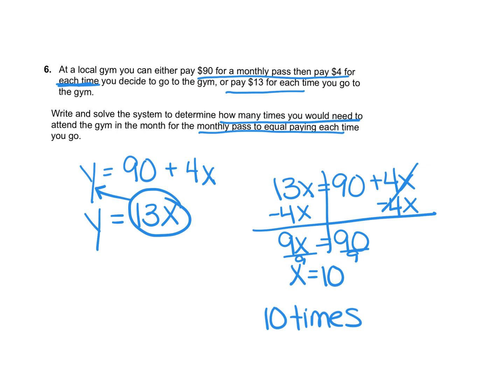So since it's 10 times, notice if I plug in a 10 here, I get 10 times 4 is 40, and 40 plus 90 is 130. And if I plugged in 10 here, I have 10 times 13 is also 130. So going to the gym 10 times, you're going to pay the same amount as being a member versus a non-member. So in this lesson, we took a look at how to solve systems through substitution.